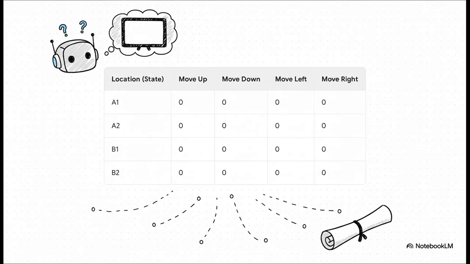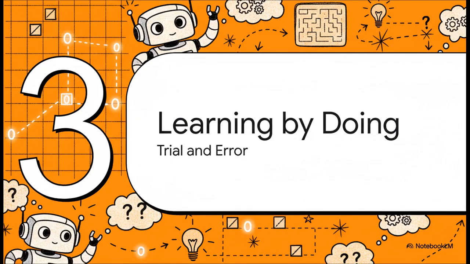And here's what that cheat sheet looks like at the very beginning. It's totally blank. Every possible move from every single location is just a big fat zero. This represents total ignorance, right? The robot has no reason to think moving up is any better or worse than moving down, because it just hasn't experienced anything yet. So how does the robot start filling in all those zeros?